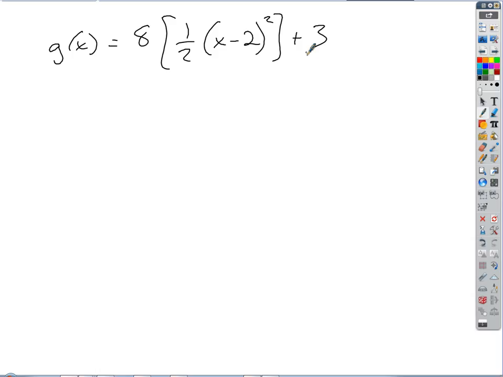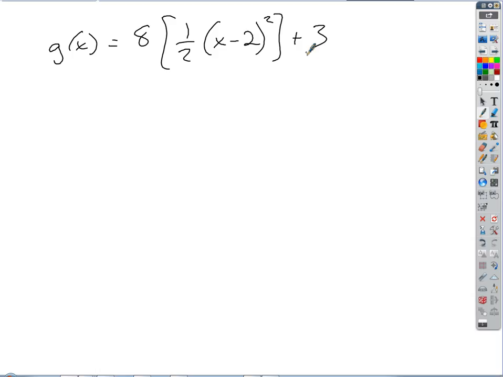So technically, if we want to think about that in terms of the 4 transformations, that's a vertical stretch by 8, a horizontal stretch by 2, right? Sliding it right by 2, because H is positive 2. And then going up by 3, because K is 3. Agree? But that's 4 things.